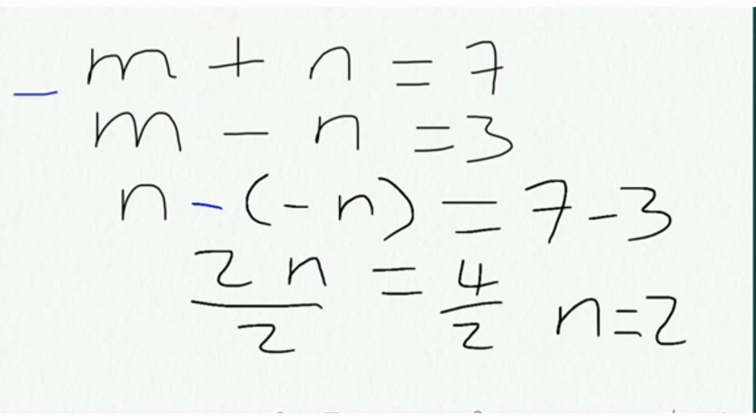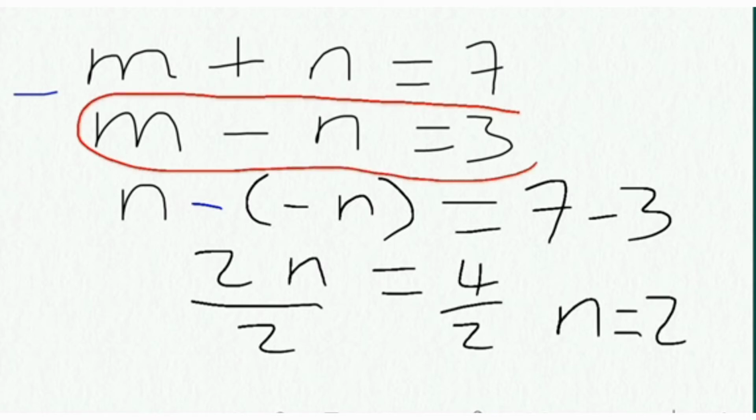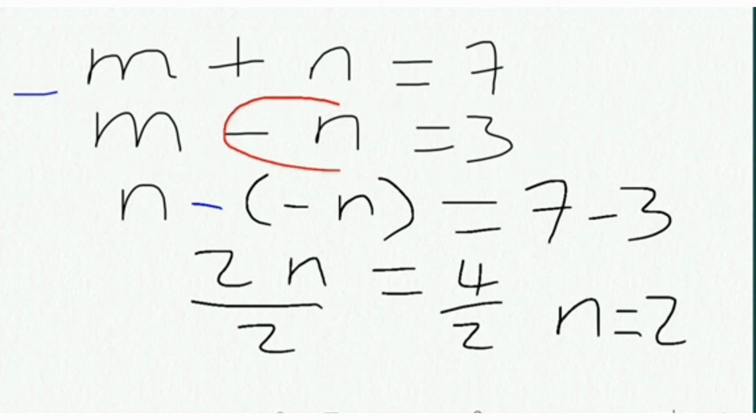Or alternatively, you can substitute in this equation. And then you write m minus 2 is equal to 3. And then you take negative 2 to the other side of the equal sign, and it becomes positive. Because remember, here it is a negative sign. When it crosses this equal sign, then its sign becomes positive.